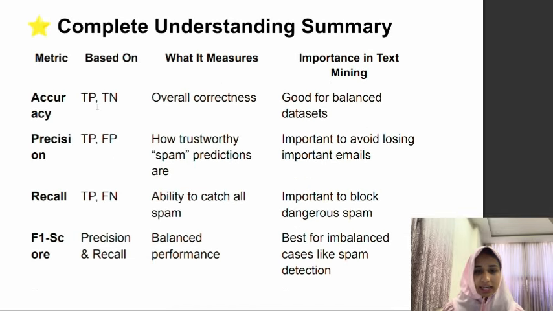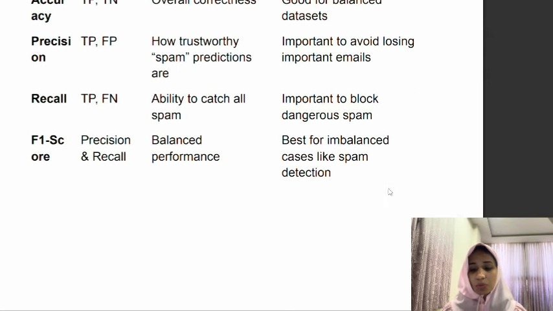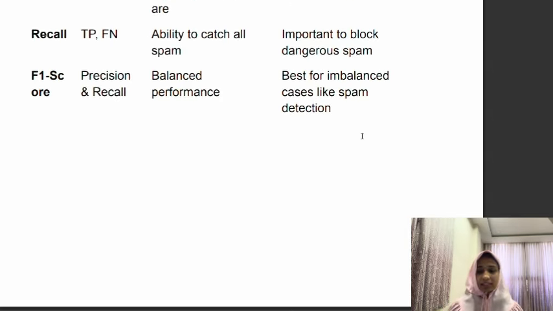It is considered one of the most reliable performance indicators for spam detection. Complete understanding: accuracy, which is TP and TN, means overall correctness, good for balanced datasets. Precision: how trustworthy spam predictions are, important to avoid losing important emails. Recall: ability to catch all spam, important to block dangerous spam. And precision and recall together give balanced performance, which is the F1 score, best for imbalanced cases like spam detection.